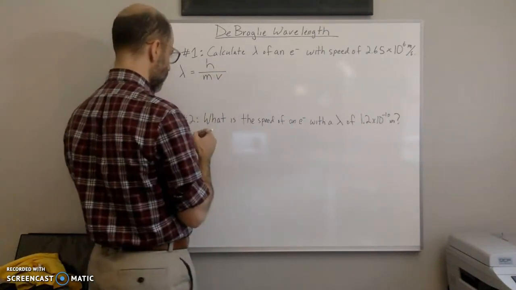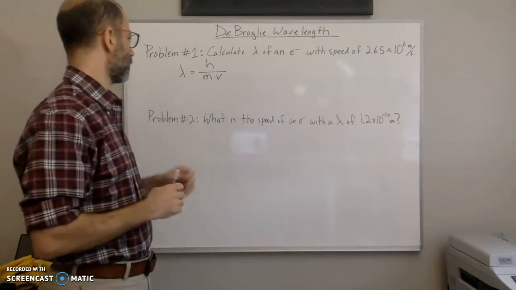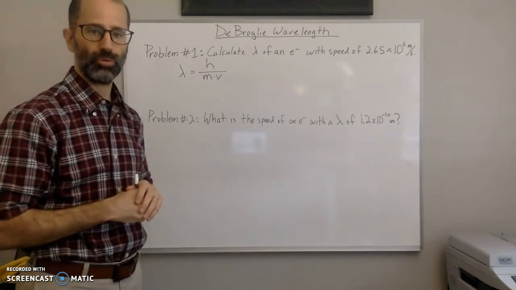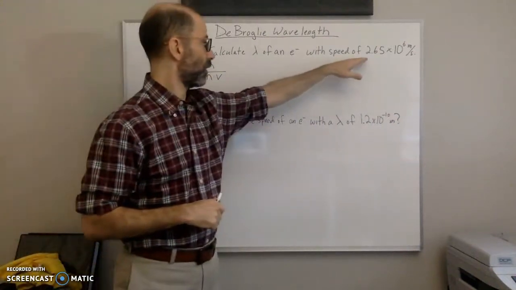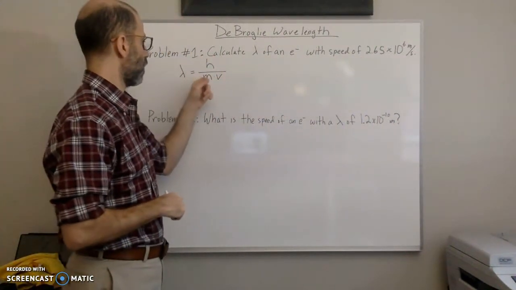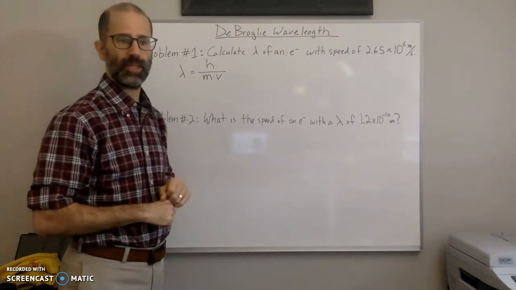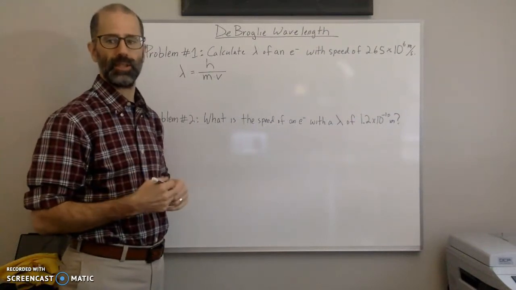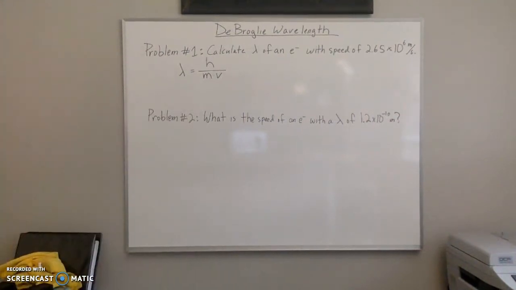the velocity. And so again, the mass has to be in kilograms, because your Planck's constant is in joules. And so we are given the speed in meters per second. We need to find the mass of the electron in kilograms. You can look that up in your textbook or on the internet, but I'll look it up in the textbook.